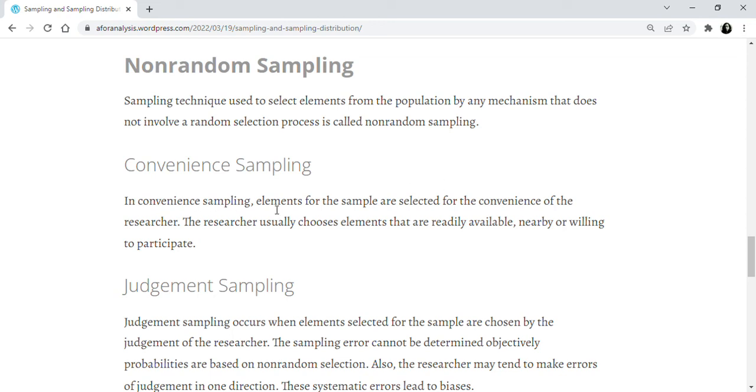Convenience sampling is when the elements of the sample are selected for the convenience of the researcher. The researcher usually chooses elements that are readily available nearby or willing to participate. So I want to conduct a survey, and instead of making sure that I am getting all sorts of age groups or different genders, equal distribution of the genders or equal distribution of the races, I'm just standing on the road, and whoever is willing to participate, I'm just conducting the survey with them. So that will be convenience sampling.